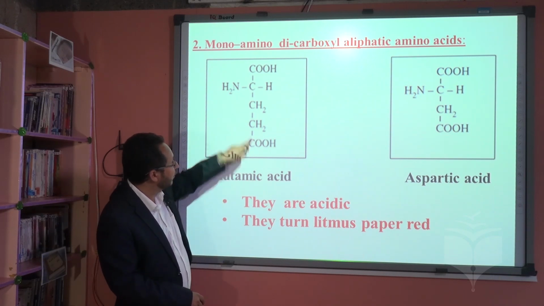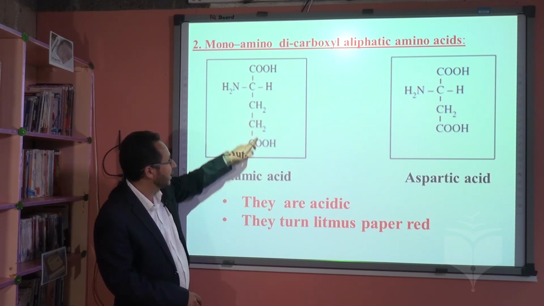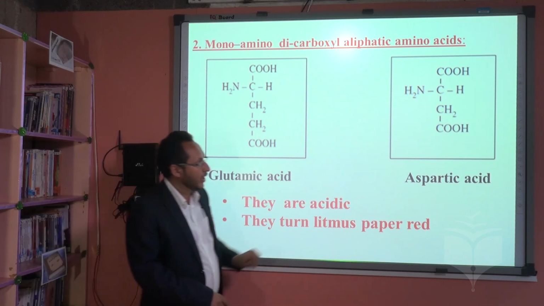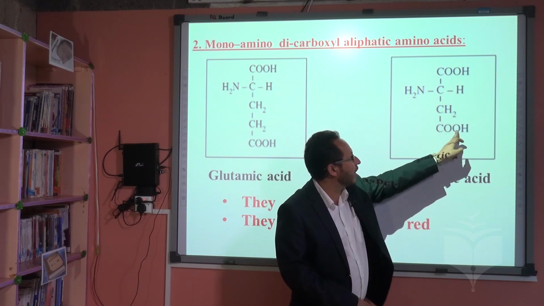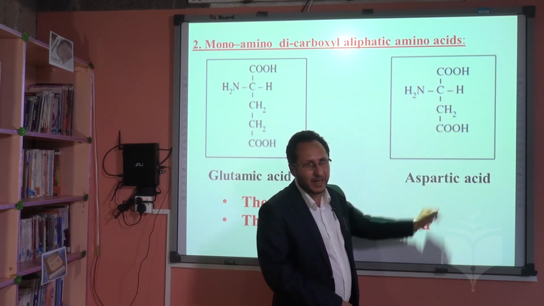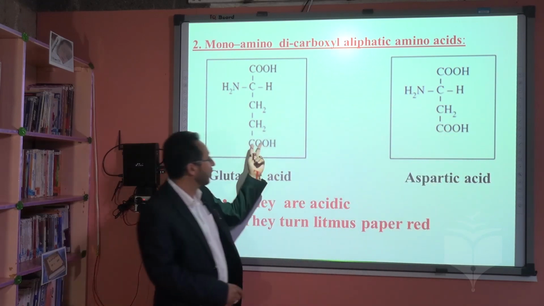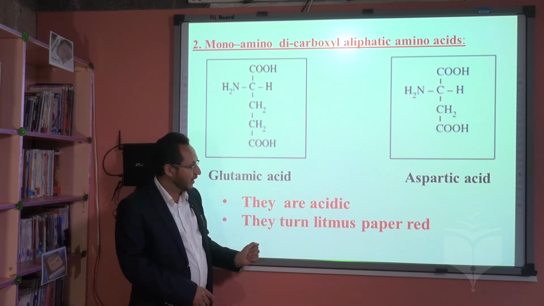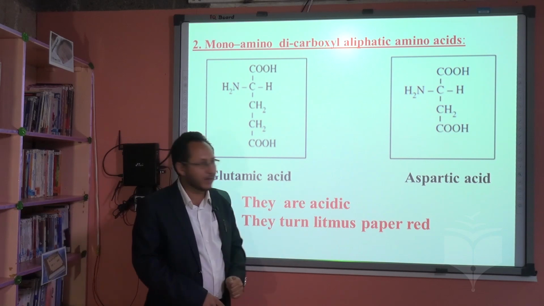But the difference is in the R. If you have CH2, CH2, COOH, we call it glutamic acid. If you have only CH2, COOH, we call it aspartic acid. Now we have two carboxyl groups, that's why they are acidic. So they turn litmus paper red.